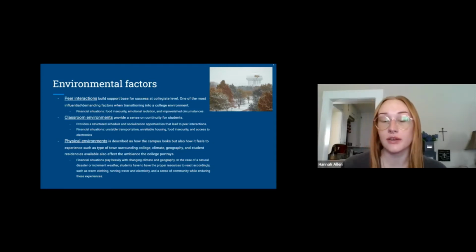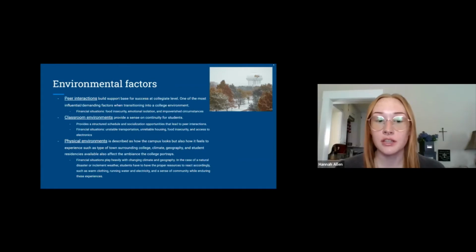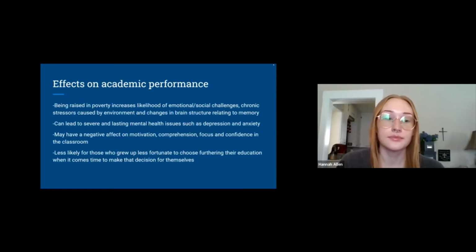So this can be described as how the campus looks and feels to an individual while on campus. So this can be divided into like the type of town surrounding the college, climate, geography, and student residencies available around the college affects the ambience that the college portrays. So some financial situations that play into physical environments can be changing climate and geography. So in case of like a natural disaster or inclement weather, students have to have the proper resources to react accordingly, such as warm clothing, running water and electricity, and a sense of community while enduring those experiences.